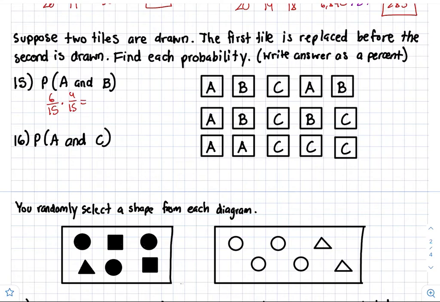You guys simplify that, which means it's going to be... Man, I cannot count. There's not 6 out of 15. There's 5 A's. So 5 times 4, you guys, is 20. 15 times 15 is 225.